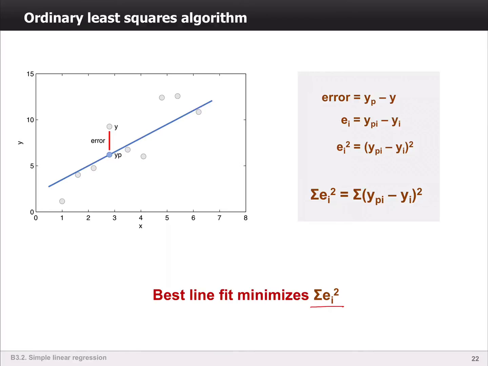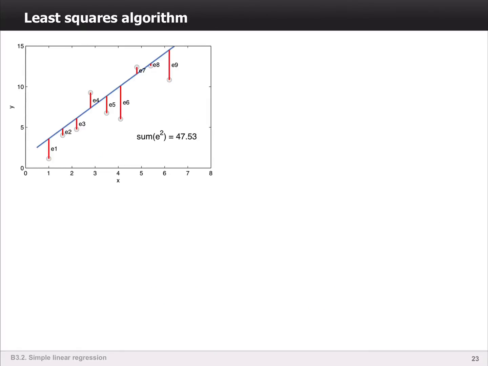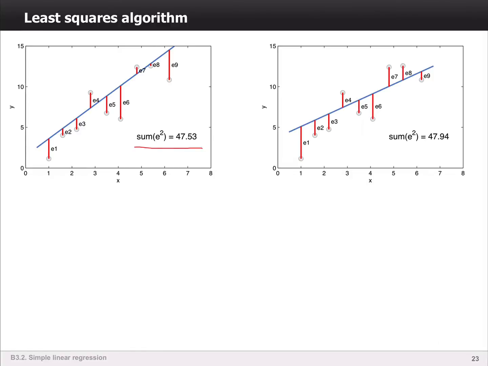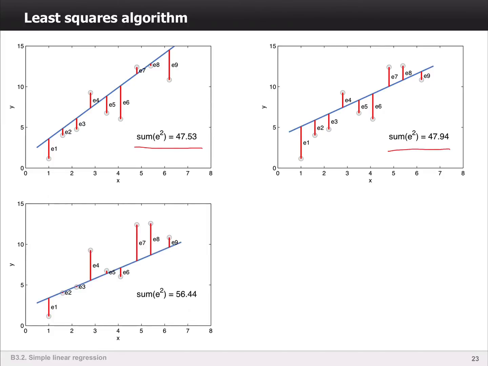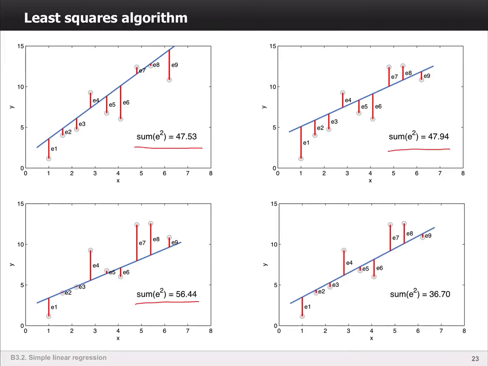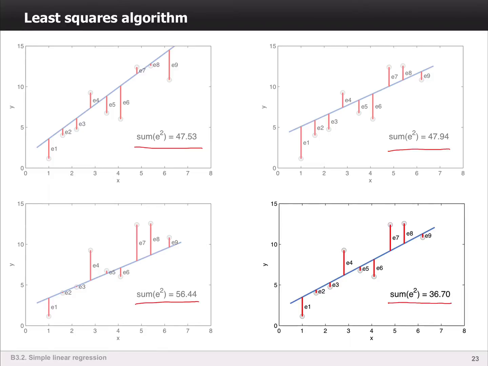Okay. Let's look at our examples and calculate a sum of squared errors for our 4 examples. So that's the first example. You can see the errors as red lines, and if we calculate the distance, square it and take a sum, it's 47.53. Then for the second case, it's 47.94, so it's even worse. For the third case, it's 56.44, so it's even worse than the first two. But for the last case, it's 36.70. So indeed, if we look at these 4 cases, this gives us the best fit, because the sum of squared errors is the minimum.